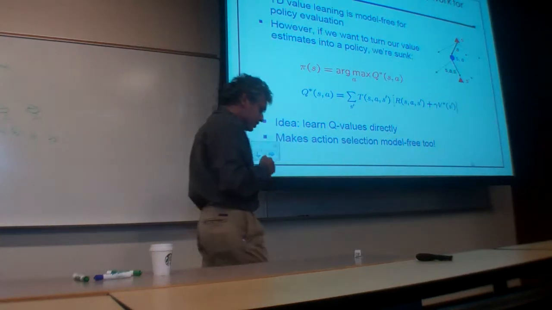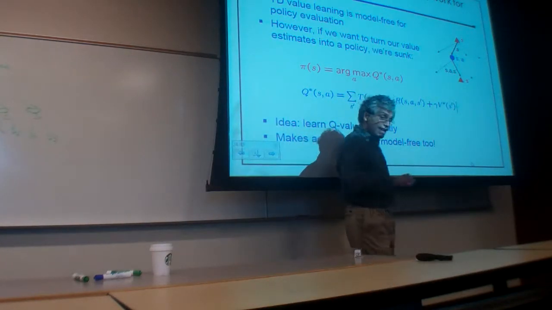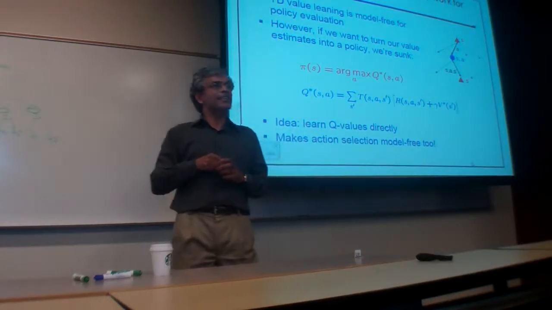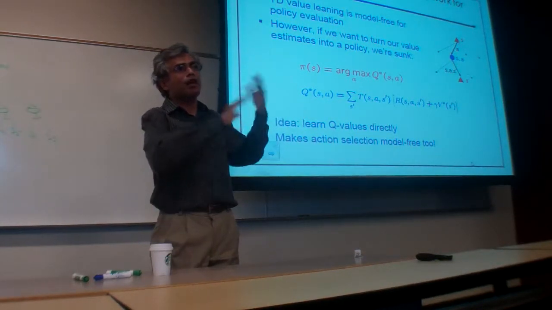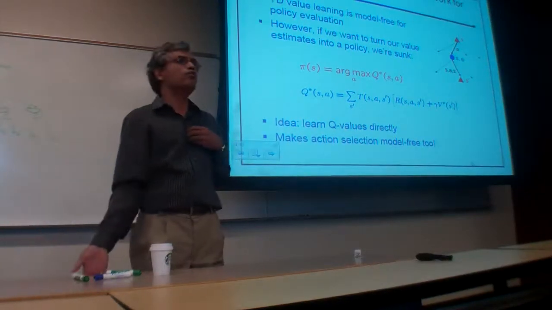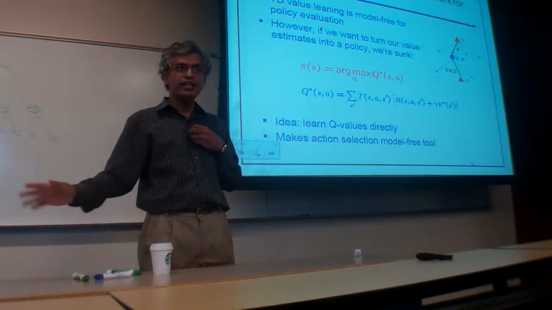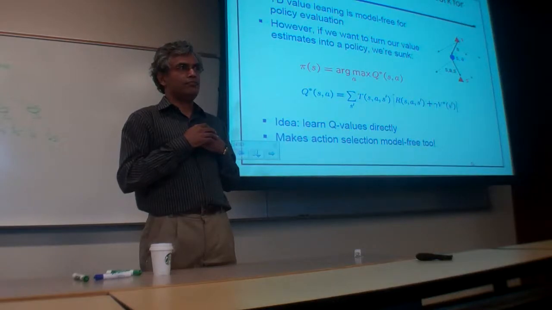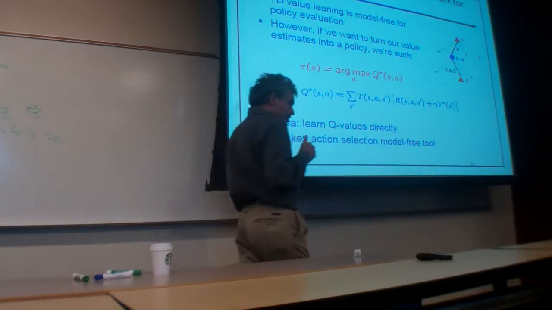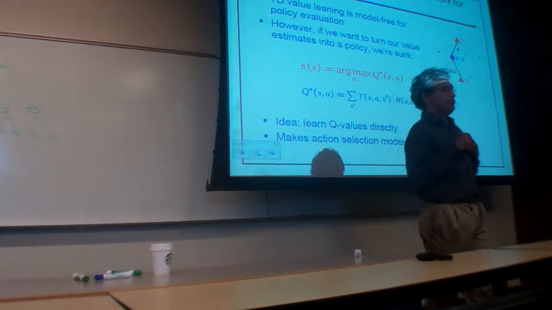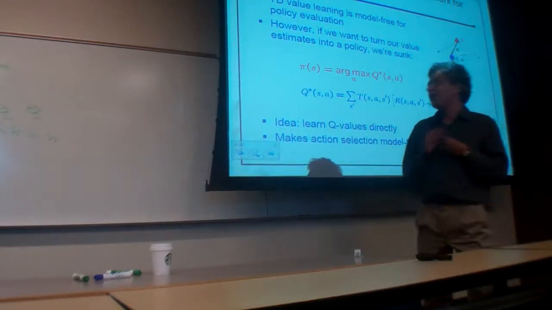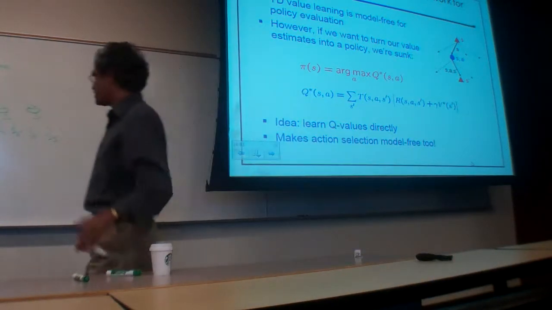So the interesting question is, is there a way of figuring out the action without giving up on the model freeness and going back all the way to T? We do know that if we know the T, we can do this. The question is, can I do it without knowing T? And that's where the Q values come.